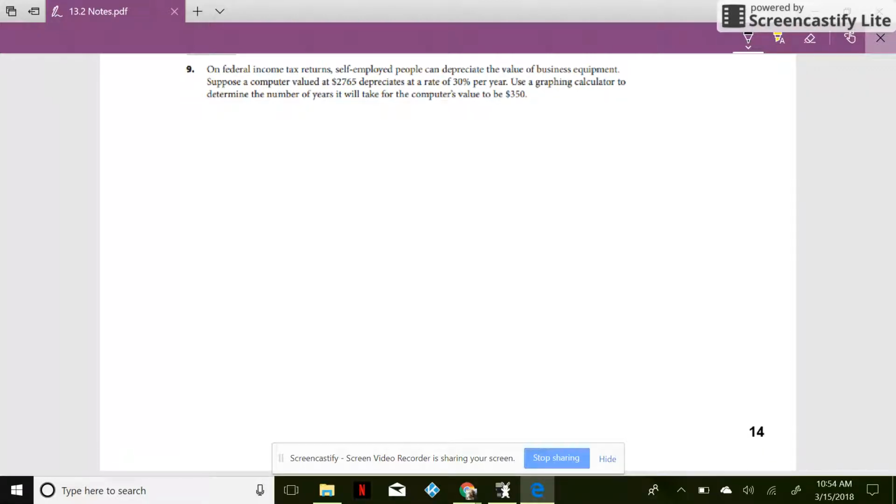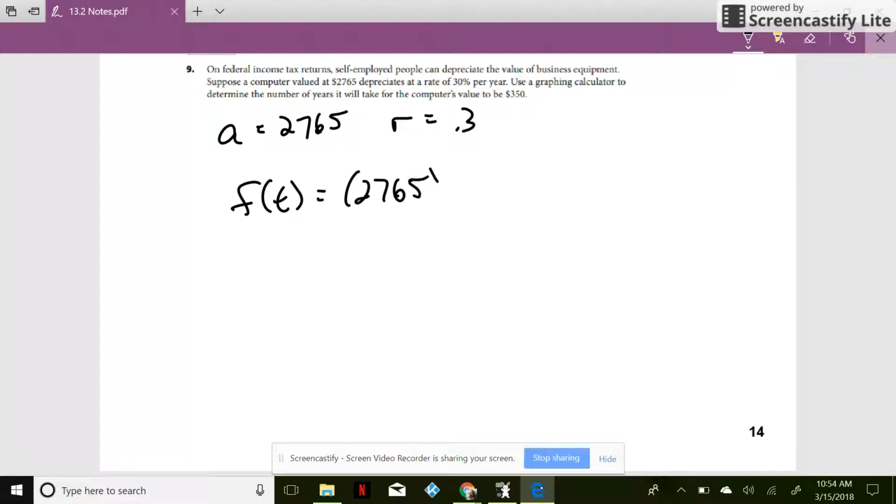So then we're just going to try one more of these on our own together before we call it the end. On federal income tax returns, self-employed people can depreciate the value of business equipment. Suppose a computer valued at $2,765 depreciates at a rate of 30% per year. So our a value, $2,765, our rate is 0.3. So our function would be our initial value, and then 1 minus the rate. So 1 minus 0.3 is 0.7 to the t.